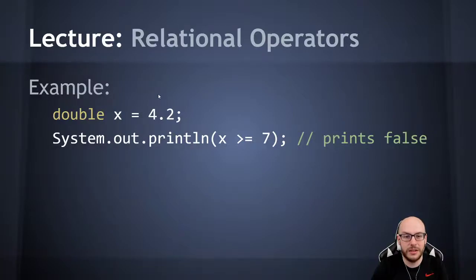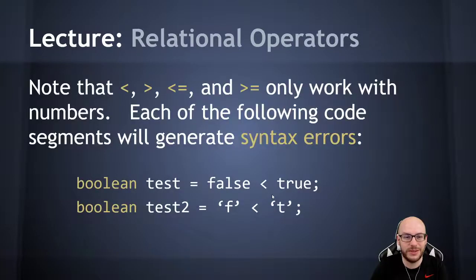Here I'm showing you comparable data types. We've seen issues with integer and double. I can't save a double into an integer variable, for instance, but here I'm taking a double and comparing it to an integer. These are comparable data types, and so this works. Is 4.2 greater than or equal to 7? It is not, so you get a false value.